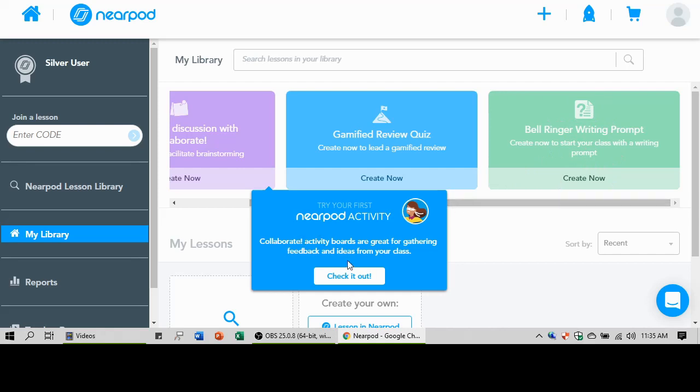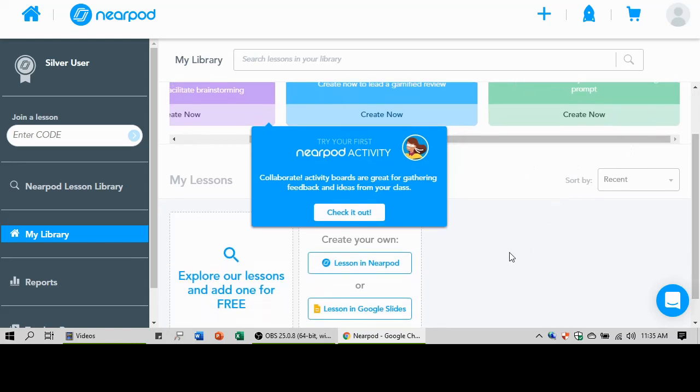NEARPOD activity. Collaborate activity boards are great for gathering feedback and ideas from your class. Okay, I'm going to check it. Yeah, because I don't want that. Okay, let's check.